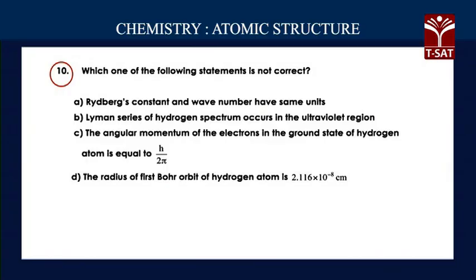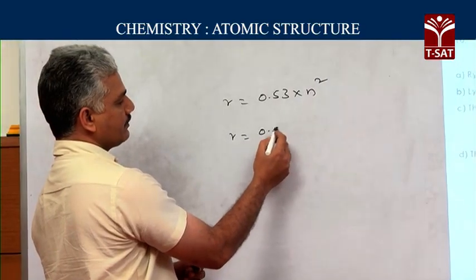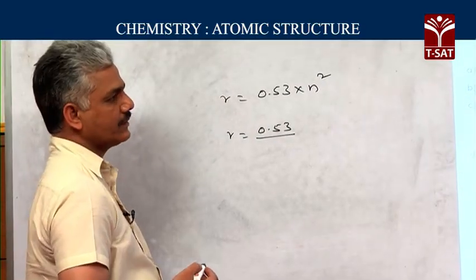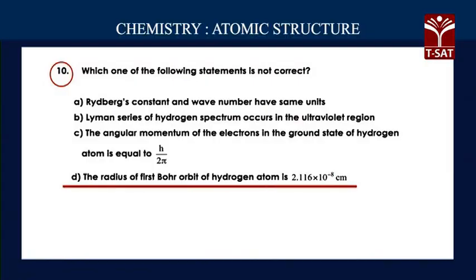Lyman series of hydrogen spectrum occurs in ultraviolet region. This is also a correct statement. The angular momentum of the electrons in the ground state of hydrogen atom is equal to h by 2 pi. This is also correct. The radius of first Bohr orbit of hydrogen atom is 2.116 into 10 power minus 8 centimeters. This is wrong because radius is calculated by using the relation 0.53 into n square. When n is equal to 1, r value should come to 0.53. So, for this the correct option is D.